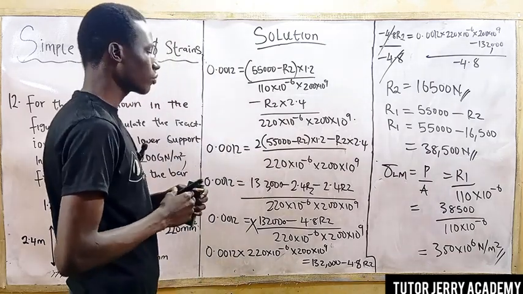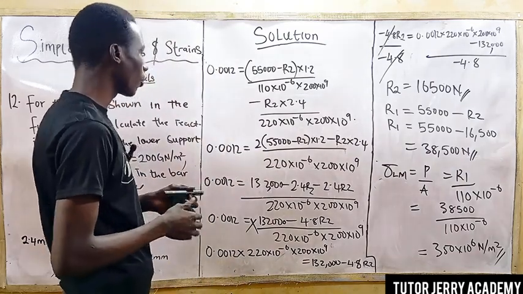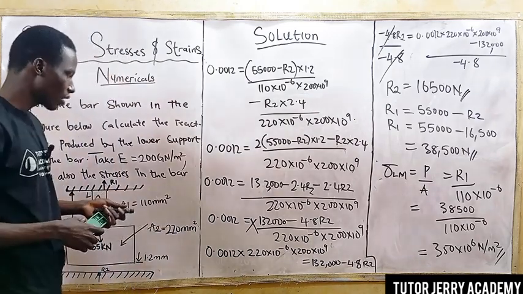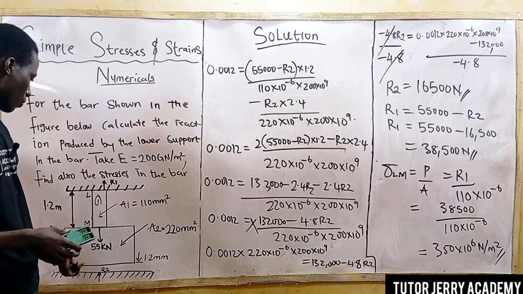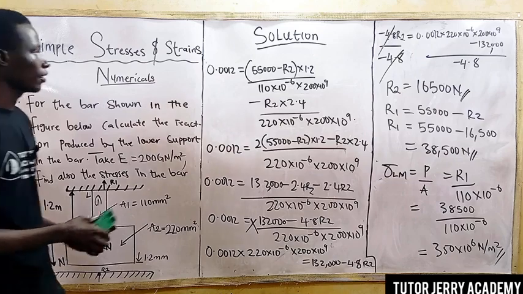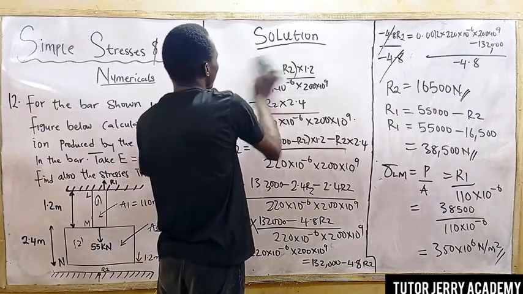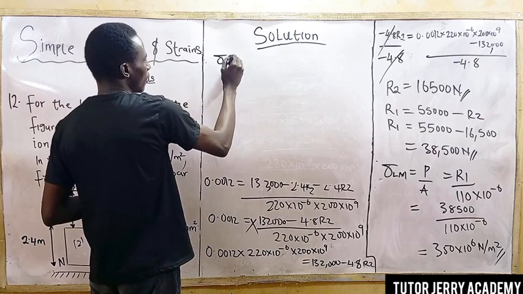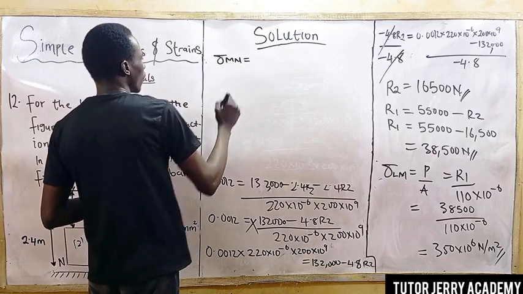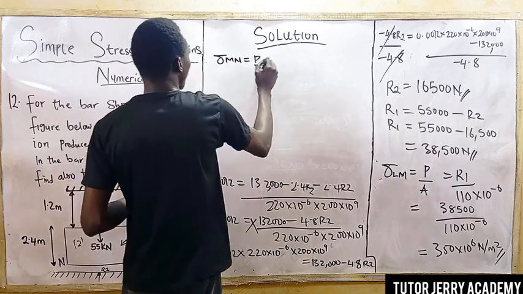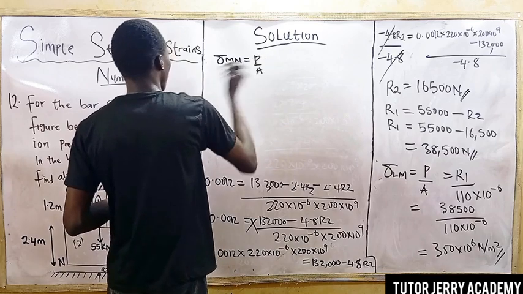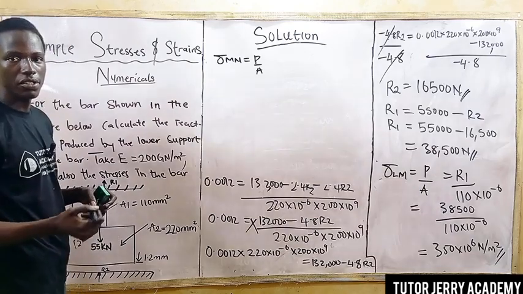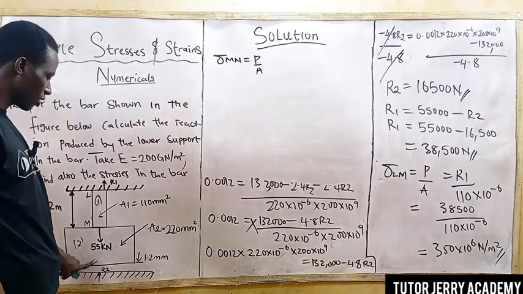So what do we do next? We are going to be looking for the stress of the second section, which is sigma 2. So I'm going to wipe this place. This is what we have. We have sigma 2 equals P over A. But don't forget, now we are considering this section.